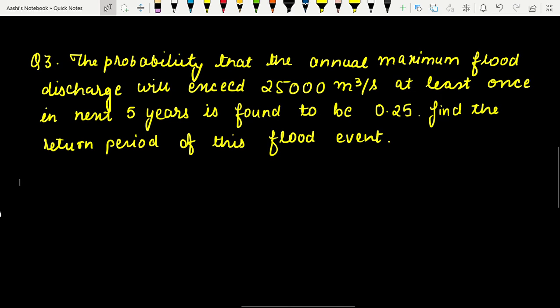So in this question, the probability that the annual maximum flood discharge will exceed this much magnitude at least once in the next 5 years is given. 0.25, that means there is a 25% chance that in the next 5 years such a magnitude of discharge will occur at least once.